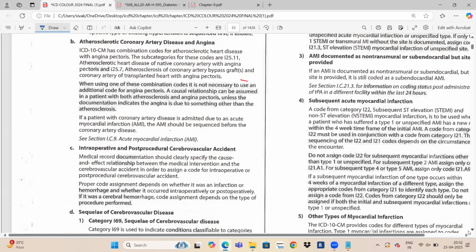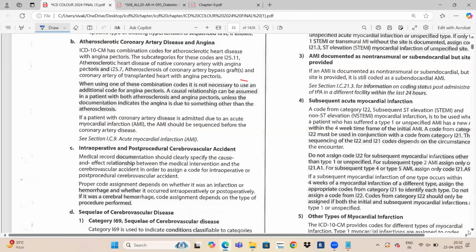Then see CAD and angina. How do we need to code? If they documented CAD and angina, we need to code the combination code, CAD with angina.